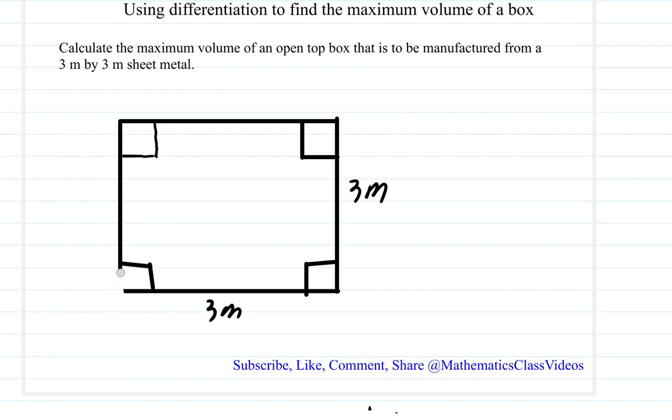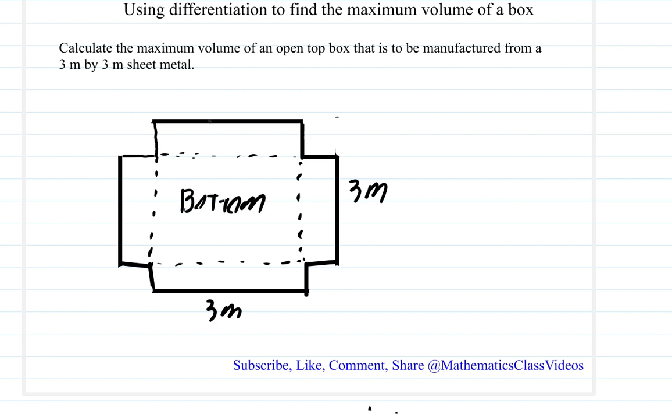So if we do that, we cut these edges off. Now, when we fold it, we're going to have to fold it along here and here. So this would be the bottom of the box, and you have side, side, side, side.